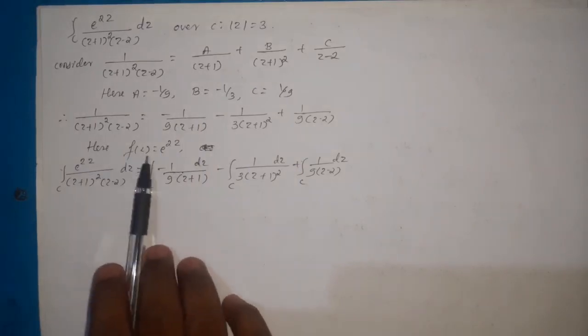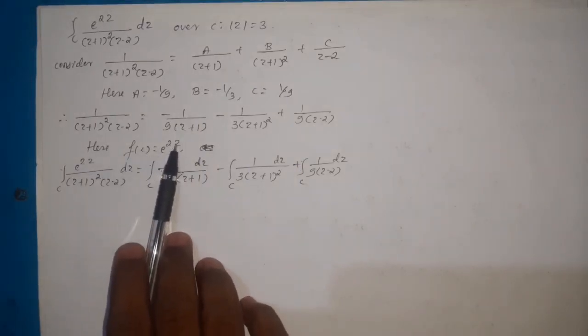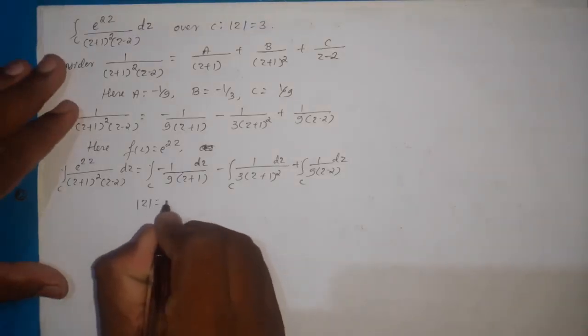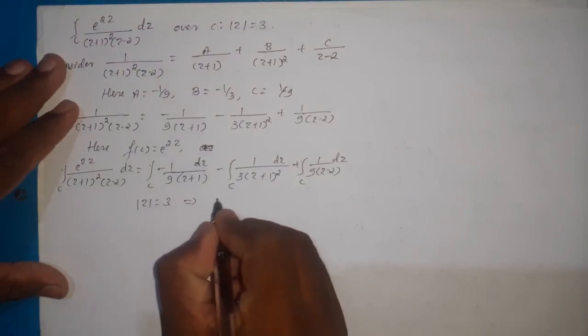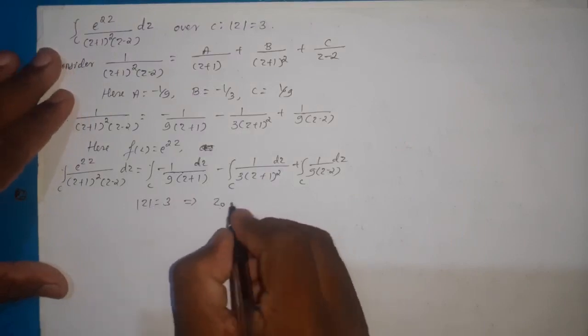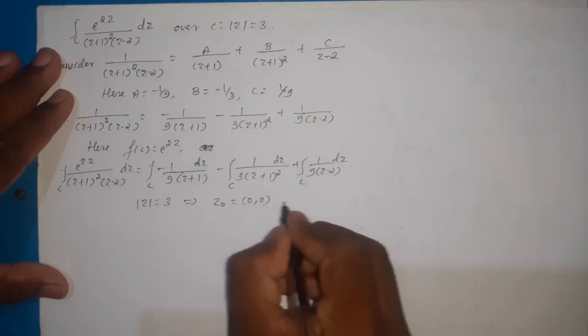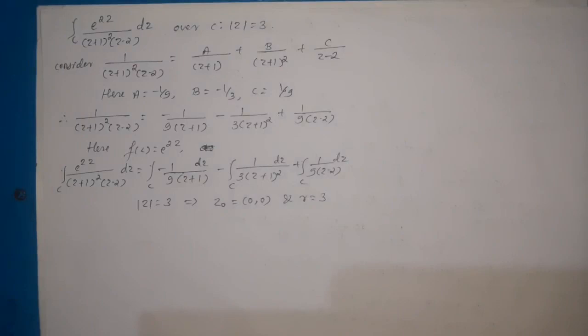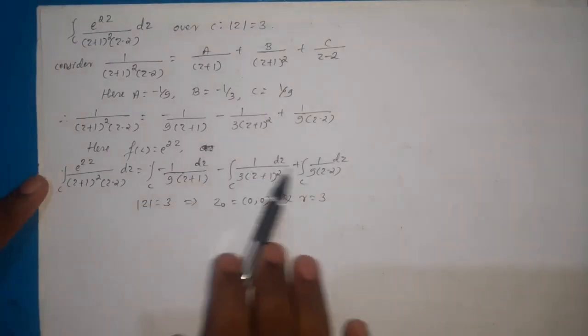So now here f of z equal to e power 2z. The circle mod z equal to 3 is given. Therefore, the center of the circle is 0 comma 0 and the radius is 3. So mod z equal to 3 implies, let us denote the center as z naught, which is equal to 0 comma 0, and the radius is 3. Now let us consider the integrals one by one.